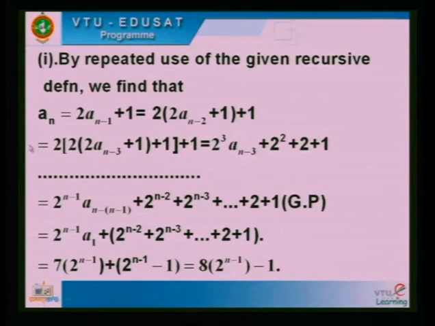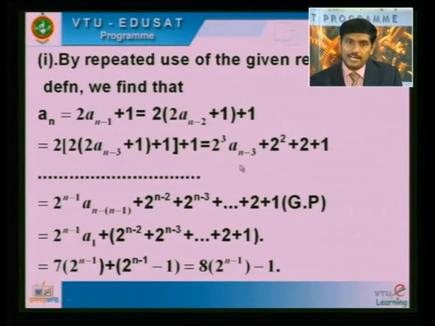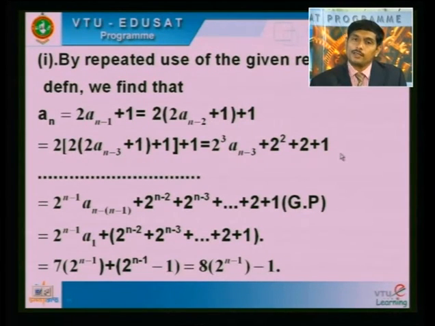The simplification is that we have substituted three times, giving 2 cubed times a_{n-3} plus, here you can observe 1 plus 1 is 2, 2 times 2 is 2 squared, plus 2, plus 1. You can observe this is 2^3 a_{n-3} + 2^2 + 2 + 1.